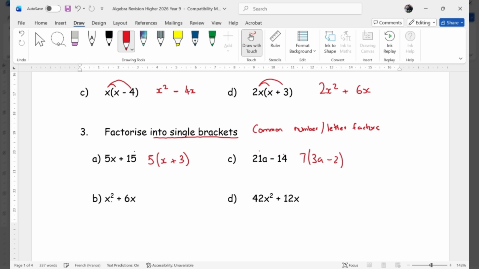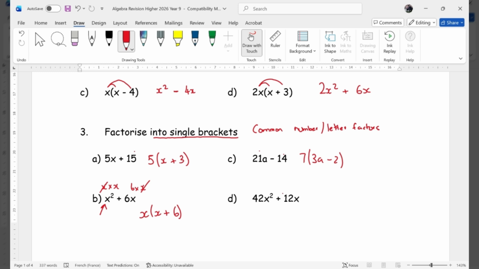Whereas here there's not a number common factor. There's a letter that's common. This is x times x, and this is 6 times x. Well, if I take an x out of both those things, then I'm left with just x in the first term and just the 6 in the second term.